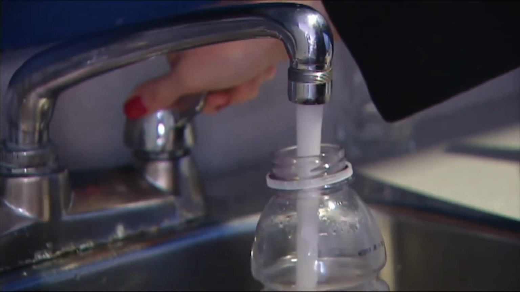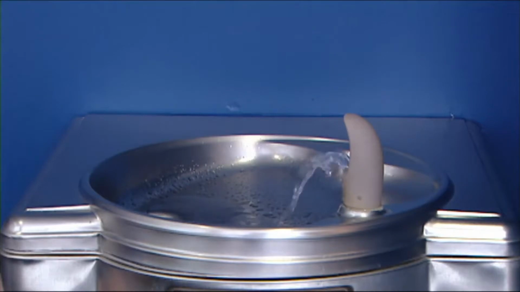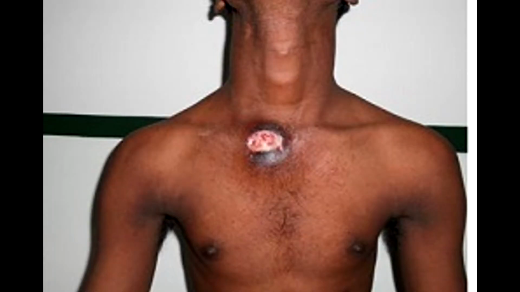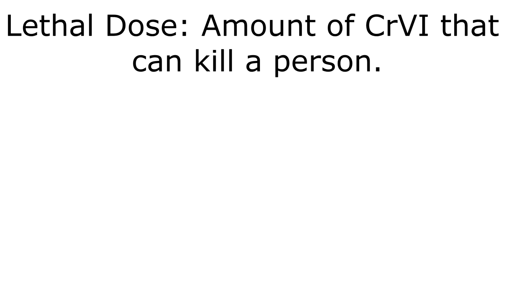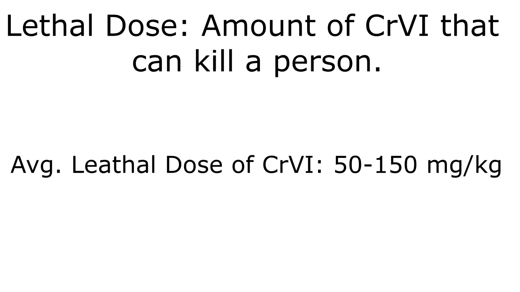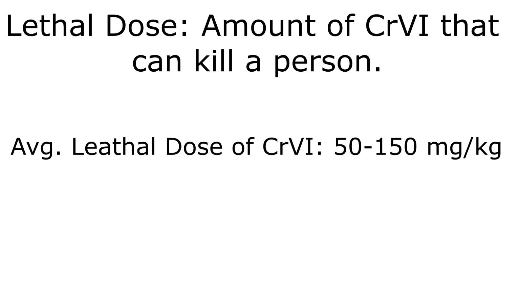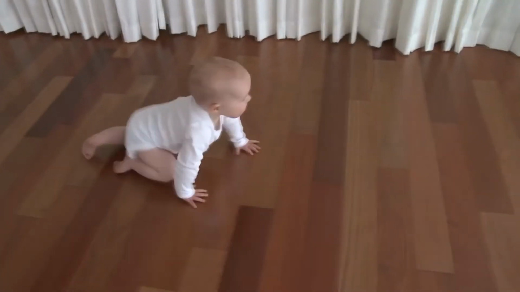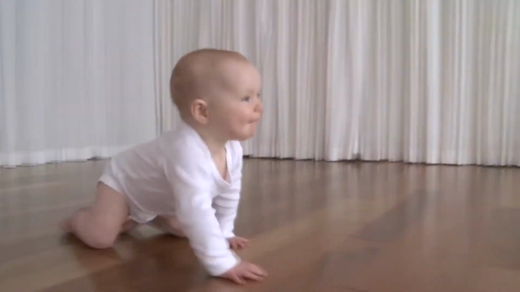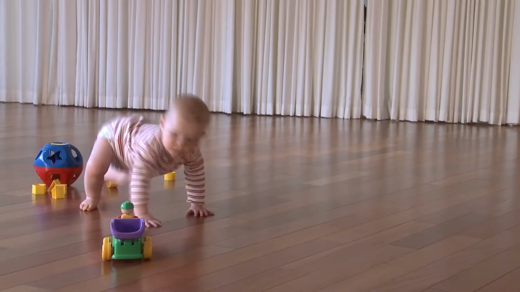If the chromium-6 is able to seep into the ground, it can contaminate the groundwater. When chromium-6 touches the skin, lesions called chrome holes form, which produce an open sore in the skin, or an ulcer. These ulcers can be extremely painful. If enough chromium-6 is ingested through either of these two methods, it can lead to death. The amount of chromium-6 that can kill a person is called the lethal dose. The lethal dose of chromium-6 is between 50 and 150 milligrams per kilogram, depending on their sensitivity to the toxin. As is the case with most carcinogens, chromium-6 affects young children more than it does adults.